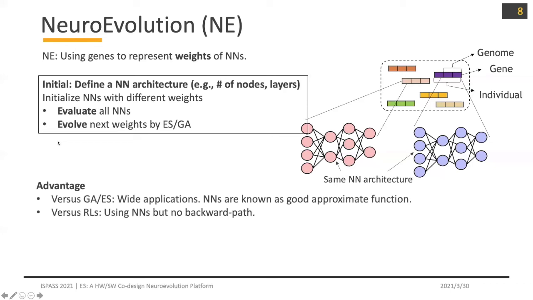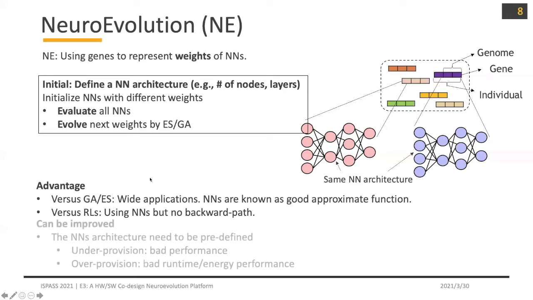The advantage compared to GA or ES is that it has wide application, because we all know that neural networks are good approximation functions. Compared to reinforcement learning, it doesn't have a backward path. It only has the evaluate step, which is the forward path.